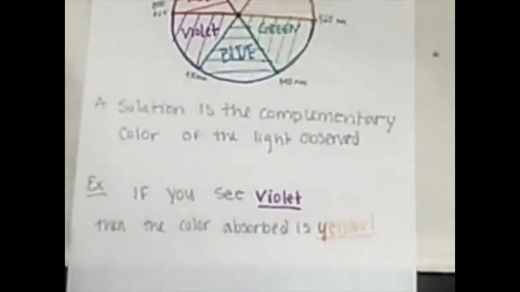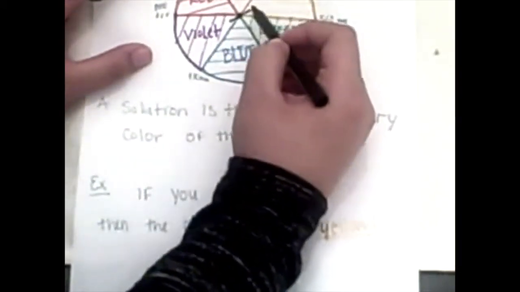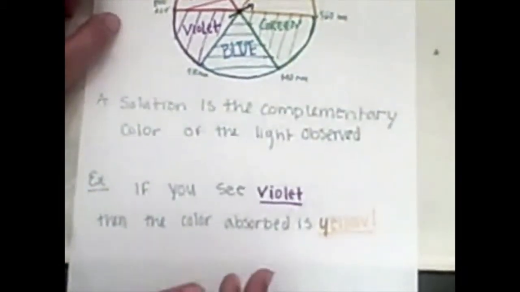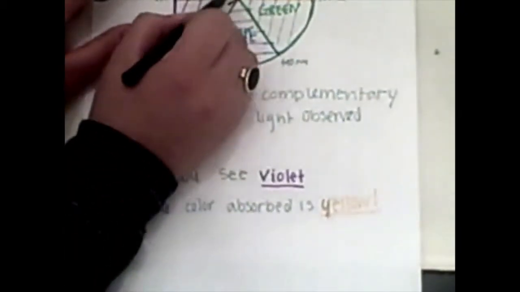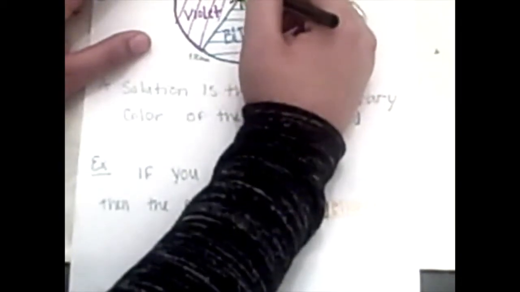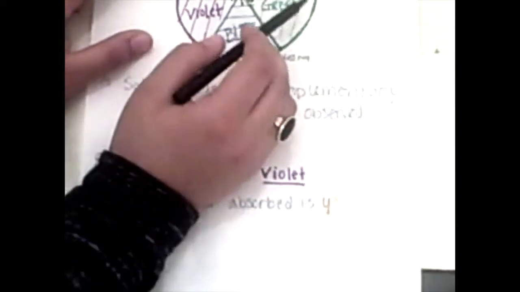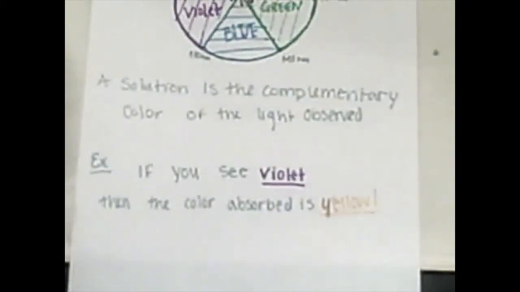In the example, white light is coming in and we see violet. If we look at violet on the color wheel, violet is complementary to yellow. So if you see violet, then the color absorbed is yellow. If we see red, then the color absorbed will be green. And vice versa, if we see blue, the color absorbed is orange. These are reversible. If we see green, the color absorbed is red. If we see yellow, the color absorbed is violet. And that's how we determine our solution.